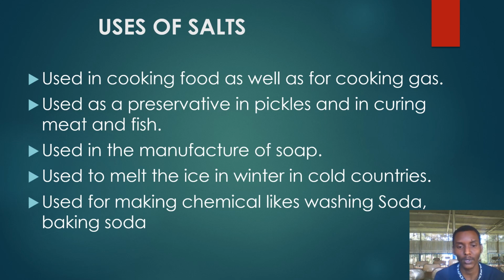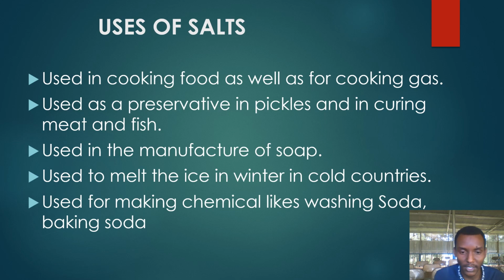Here is a list of important salts and their uses. For example, salt number 1 is sodium chloride, or common salt. Sodium chloride has various uses. It is used in cooking food as well as cooking gas. It is also used as a preservative in pickles and in curing meat and fish. It is also used in the manufacture of soap, and to melt ice in winter and cold countries. It is used for making chemicals like washing soda and baking soda.